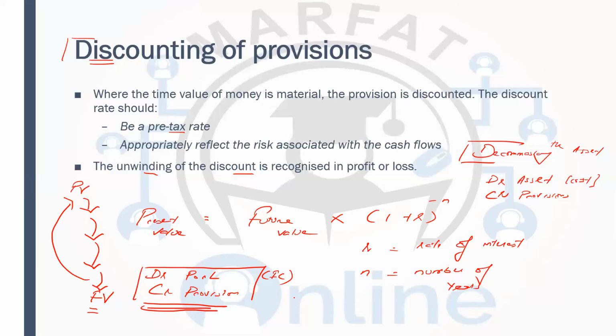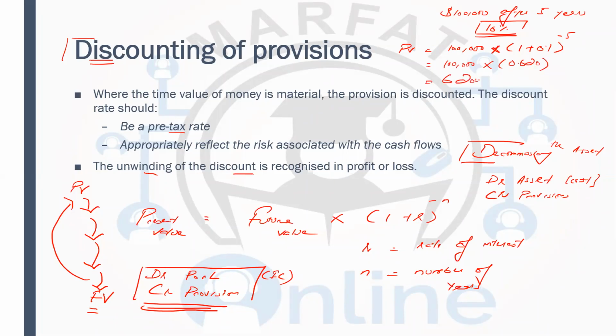Now every year you will be unwinding it. For example, you have to pay $100,000 after 5 years, and your discount rate is 10%. Present value equals 100,000 multiplied by (1 plus 0.1) raised to the power minus 5. Can you calculate it for me? The answer is 0.620, so that means 62,000. The present value of 100,000, which is going to be paid after 5 years, is 62,000.